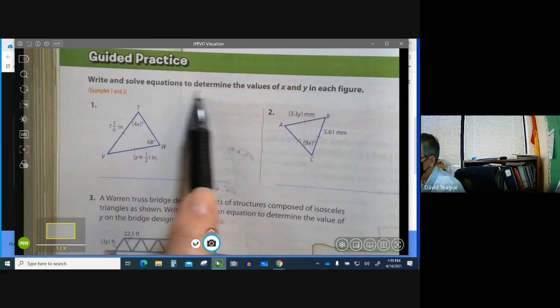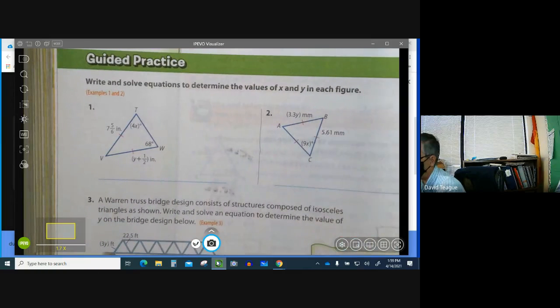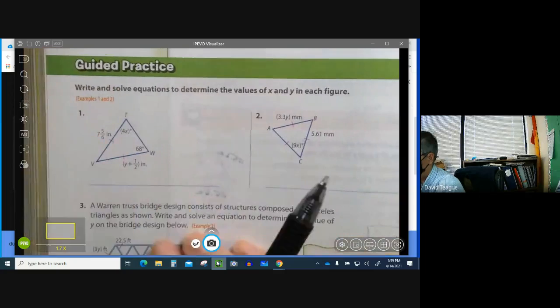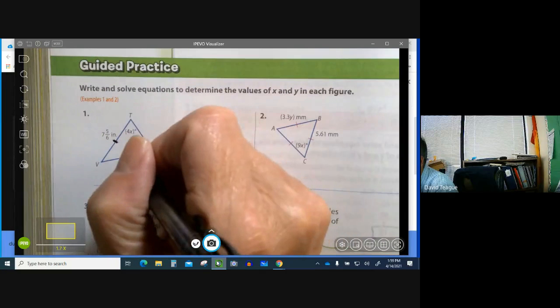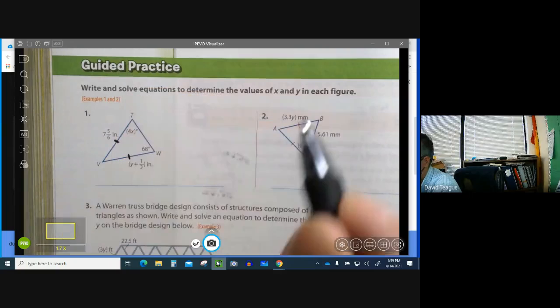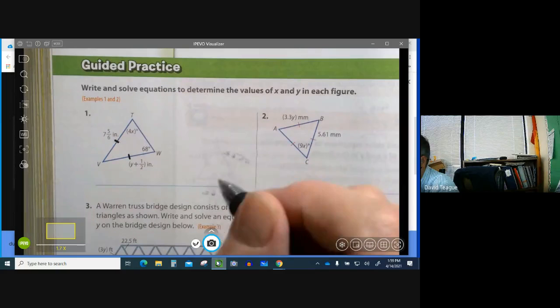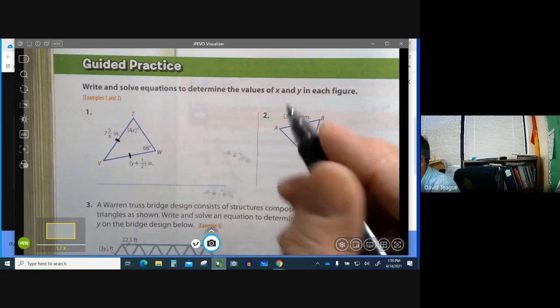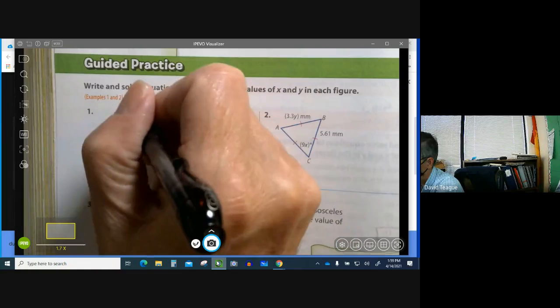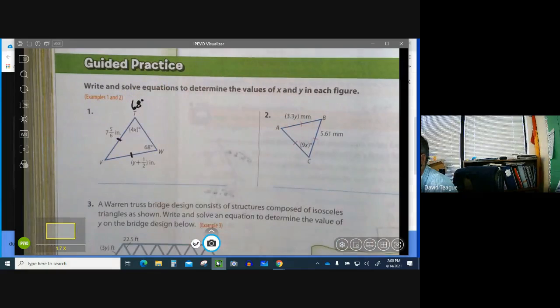Write and solve equations to determine the values of x and y in the figure. Okay, let's see what we got. We have a congruent side, a congruent side, so we have an isosceles triangle here. We know that the angles opposite the congruent sides are also equal. So we know this angle is 68 degrees.